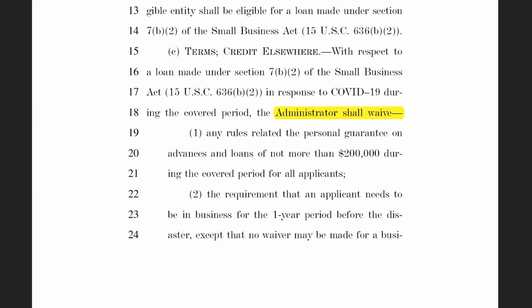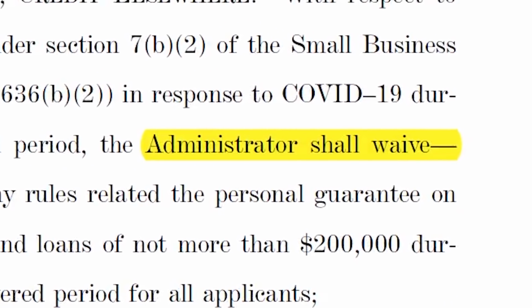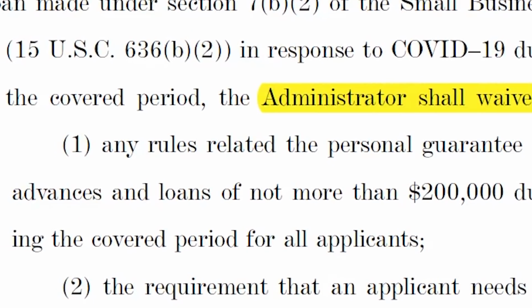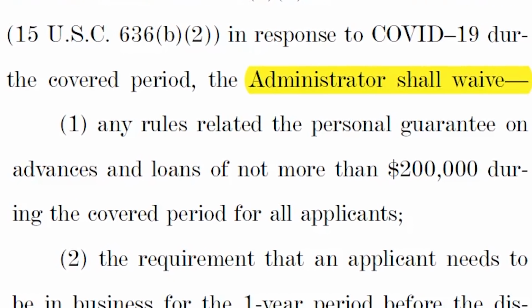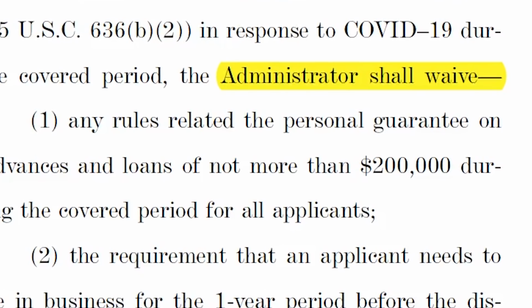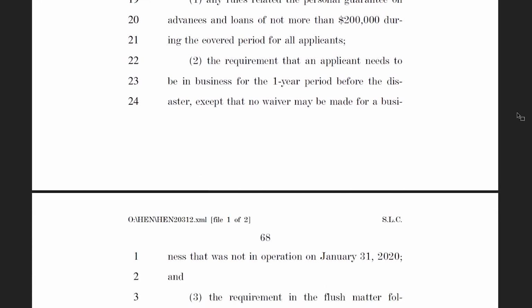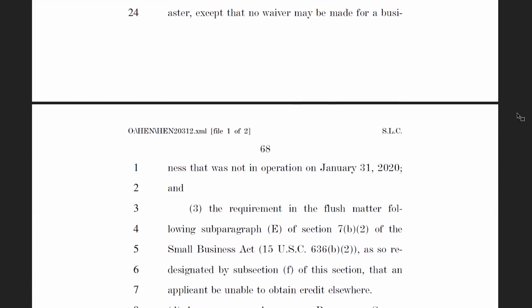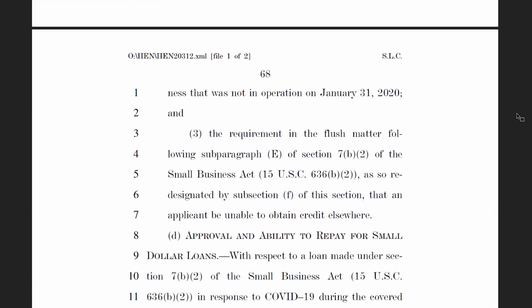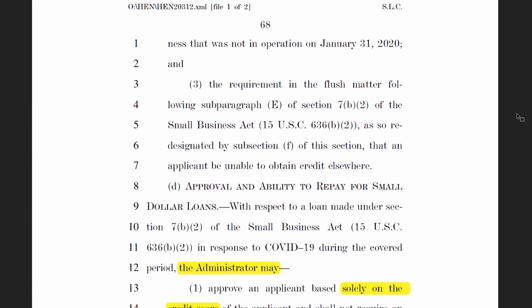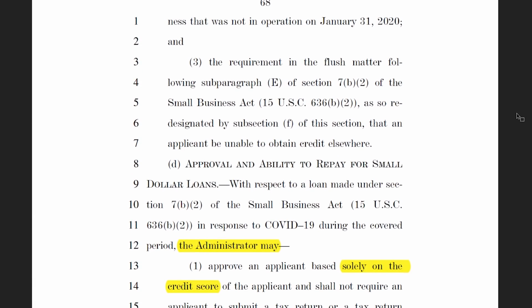They're waiving a lot of the red tape in order to get some of these loans. We can see here, the administrator shall waive any rules related to the personal guarantee on an advance of a loan not more than $200,000 during the covered period. Now, it also says that you have to be in business for 1 year, but it looks like they're also waiving that. As long as you were in business by January 31st, 2020, then you would qualify.